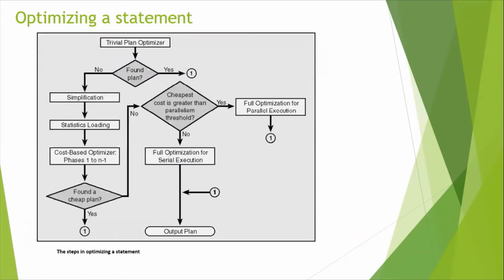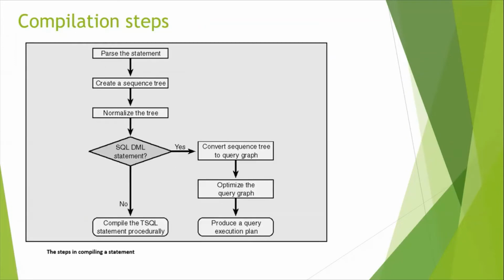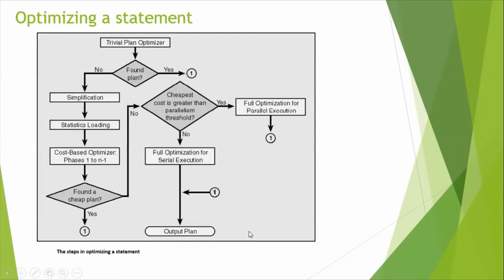This is the optimization. What is the difference between here and here? Once it generates a plan, the plan should be optimized to execute faster. So optimization is nothing but executing the query in a faster way. That's it.